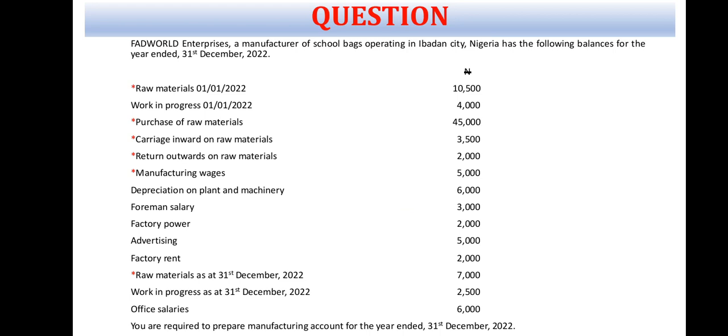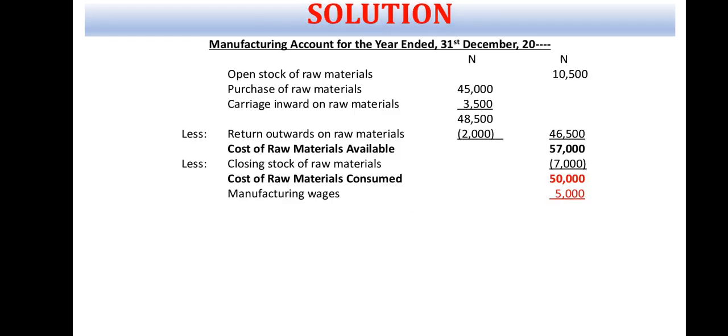So let's add it together. 50,000 naira plus 5,000 naira is going to give us 55,000 naira, which means our prime cost is going to be 55,000 naira. So just like I said, we have direct materials, direct labor. In the case of this question, we don't have direct expenses, so we had everything together. We had 55,000 naira. So that is our prime cost.